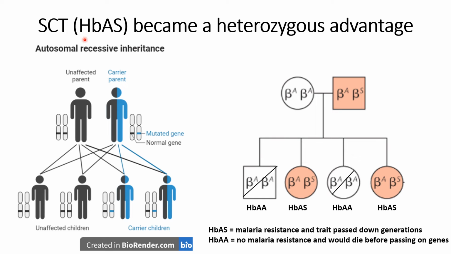So the sickle cell trait has become a heterozygous advantage, and that is because the people who don't have any kind of resistance in a time before medication against malaria, they would just die and not be able to pass on their genes.